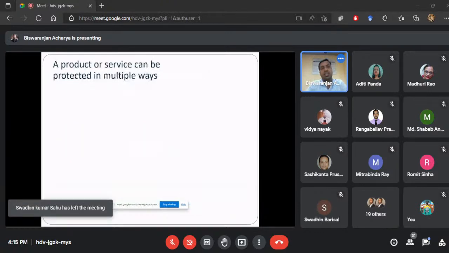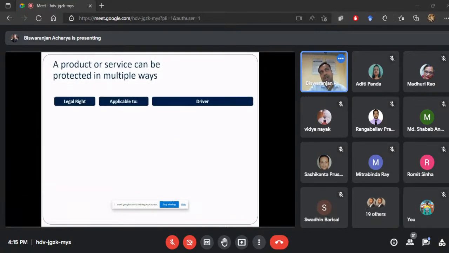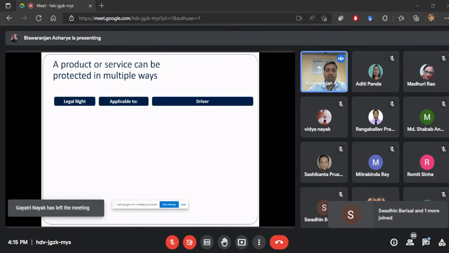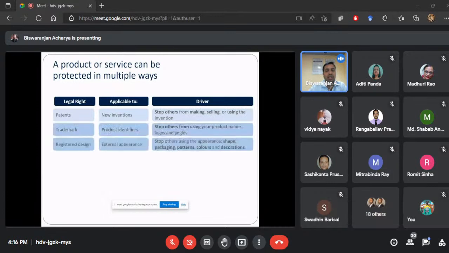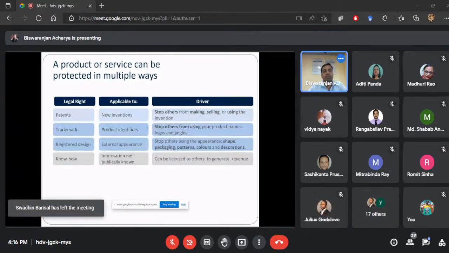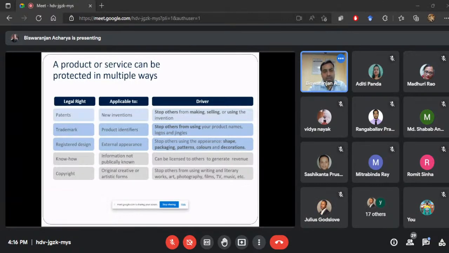A product or service can be protected in multiple ways, or by a combination of more than one. The same thing we represent in different forms. It is a patent for a new invention. If it is a new invention, we can go for patents. Why do we need patents? It stops others from making, selling, using the invention. Trademark, product identifiers, stops others from using product names, logos, and jingles. Registered design, external appearance.